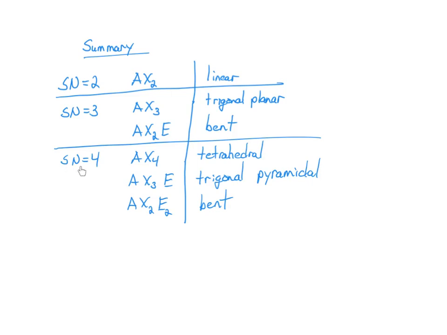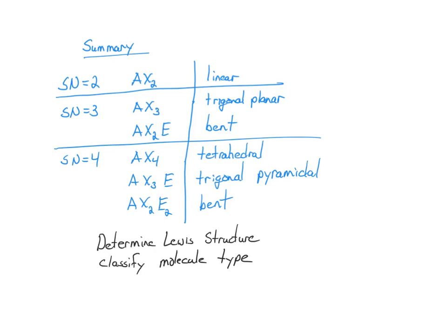A steric number of 4 has 4 possibilities. It can either be tetrahedral if there's 0 lone pairs. If there's 1 lone pair, it'll be trigonal pyramidal. If there are 2 lone pairs, the geometry is going to be bent. So the overall procedure is to first determine the Lewis structure and then classify the molecule type.